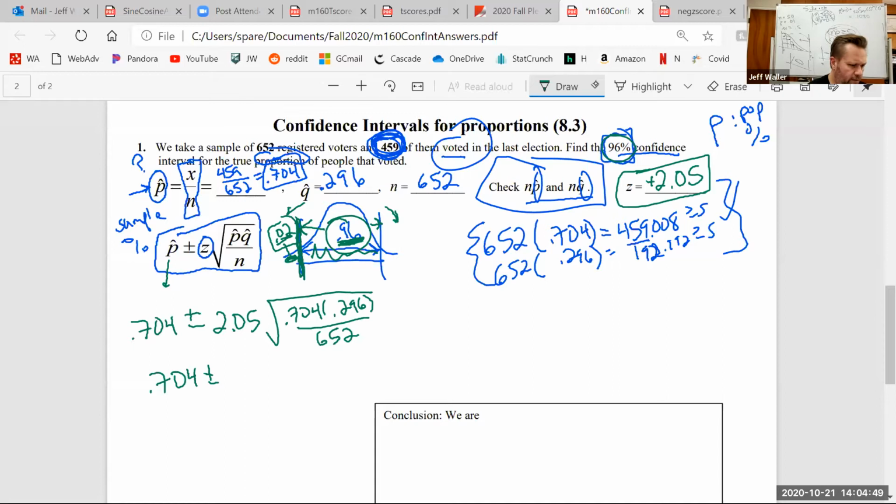Does anybody have an attempted answer for what the error is? 0.741. Let me see, it's not what I got. I got 0.037. 0.705. Oh, I see. All right, I think you guys are bringing this in. Here's the error.